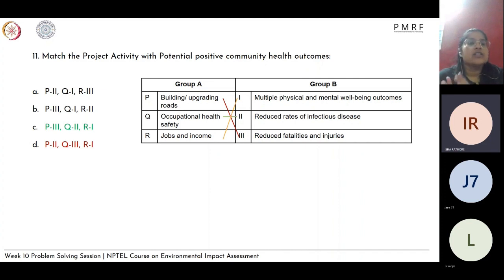So R matches with 1. So again, the option given in the answers was D, which is wrong. The correct option was C, that is P matches with 3, Q matches with 2, and R matches with 1. So this has again been communicated to the NPTEL team, and they will make the correct answer in their calculations.